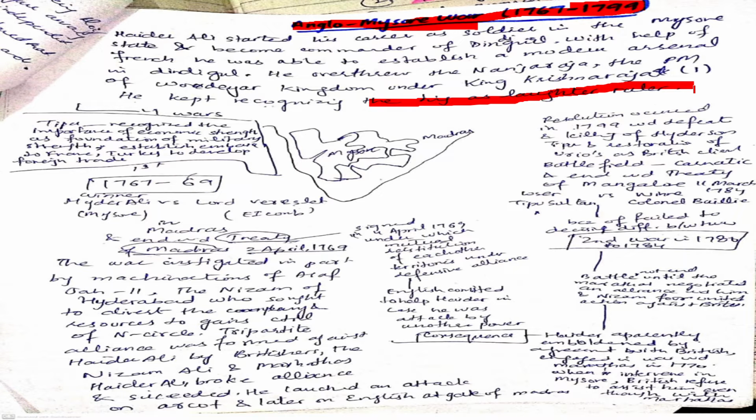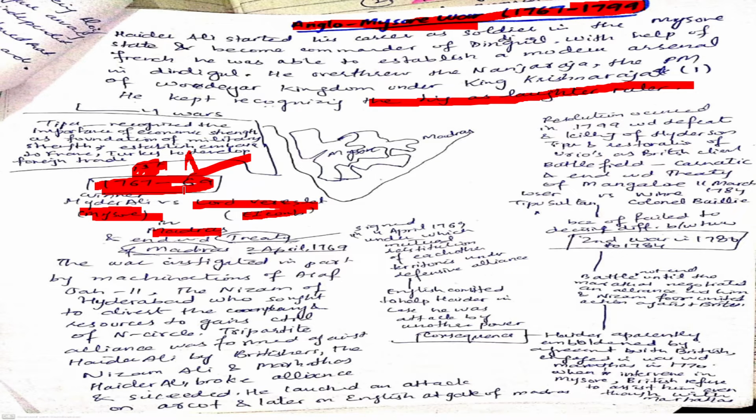In 1767 to 1769, there was the first war, between Hyder Ali of Mysore and Lord Verelst of the East India Company in Madras. This war was won by Hyder Ali and ended with the Treaty of Madras on 22nd April 1769.